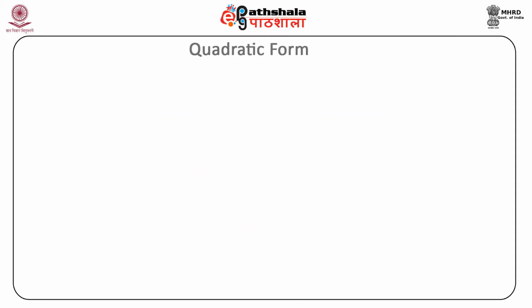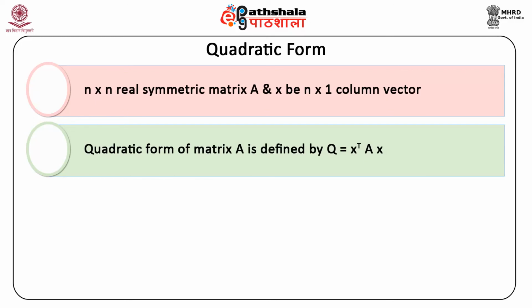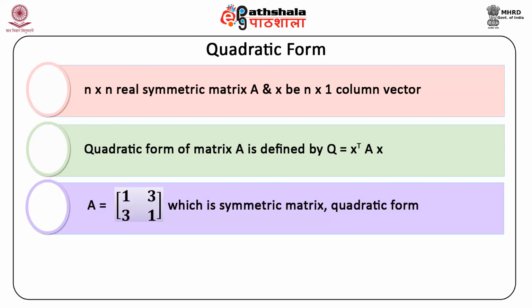Moving on to quadratic form, consider an n into n real symmetric matrix A, that is, A is equal to A raised to the power of t, and x be an n into 1 column vector. Then the quadratic form of matrix A is defined by q is equal to x raised to the power of t Ax. Example: A is 1, 3, 3, 1, which is a symmetric matrix.